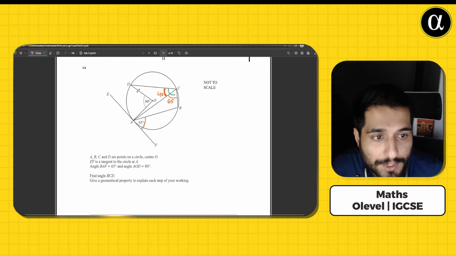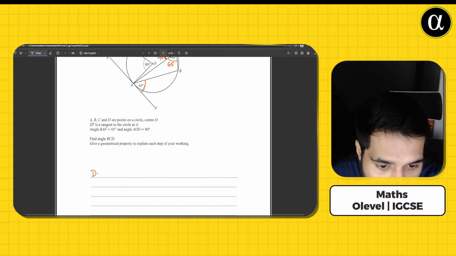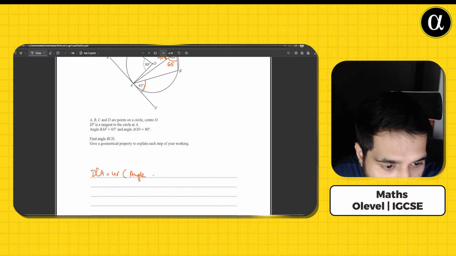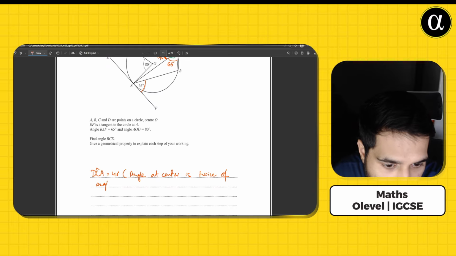The first reason is that angle DCA is going to be 40. The first statement is DCA is 40 degrees using the property angle at the center is always double. Angle at center is twice the angle at the chord. That's going to be the first statement.